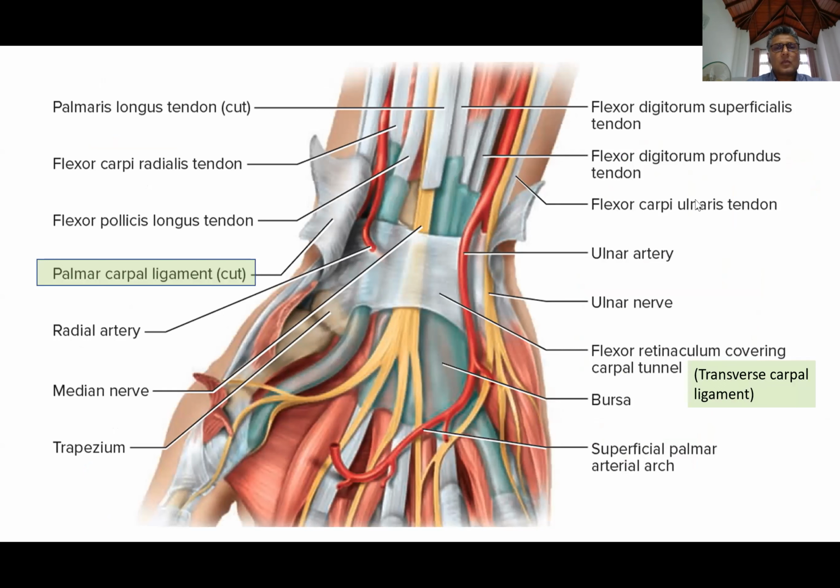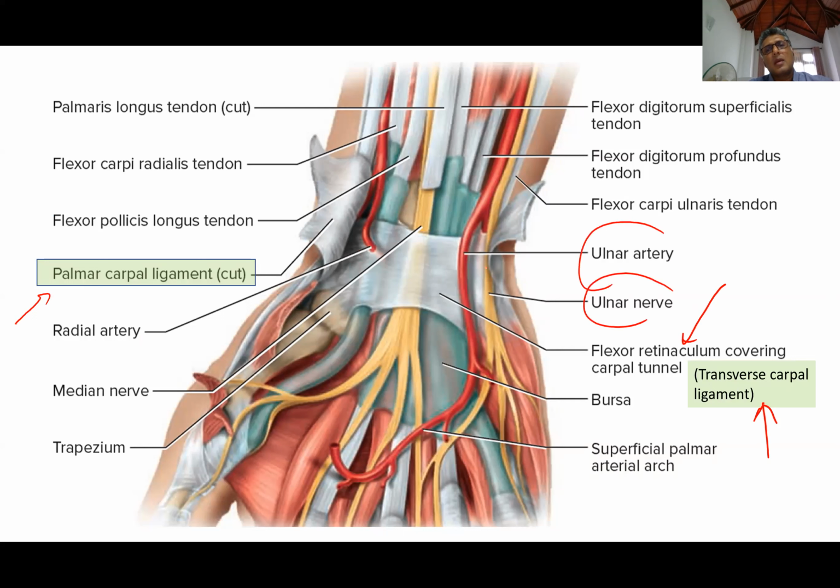Okay, so now this is just to show, it's very difficult to find a diagram on the internet with the two ligaments. Now this is your flexor retinaculum, which is also called the transverse carpal ligament. And this is your palmar carpal ligament, which is cut and raised to show you the ulnar nerve and ulnar artery lying between the flexor retinaculum and the palmar carpal ligament here.